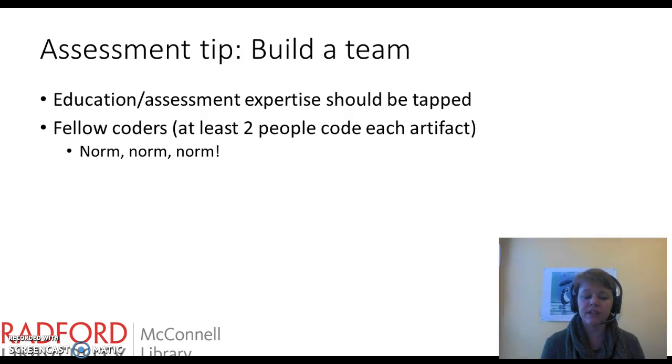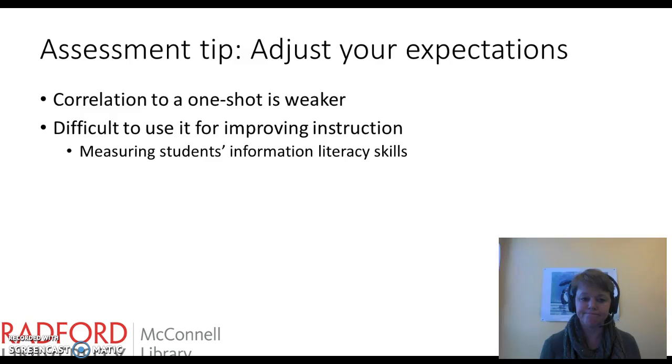When you do have fellow coders, a lot of you have picked this up already with the level 2 practice we've done. Norm, norm, norm. You have to have a session where you sit down with the other people who are coding the artifacts and make sure that you're all using and interpreting the rubric the same way. So in addition to the papers that you're actually going to code, you'll also have a set of about 10 that you will code together, just to get all of you on the same path.